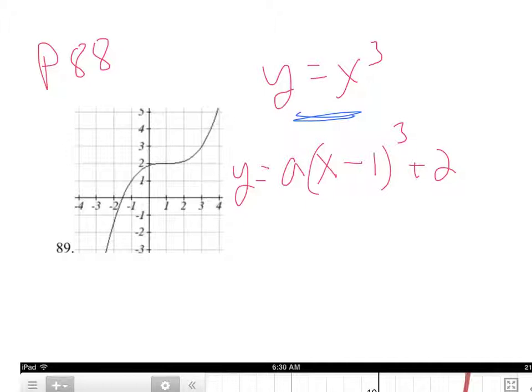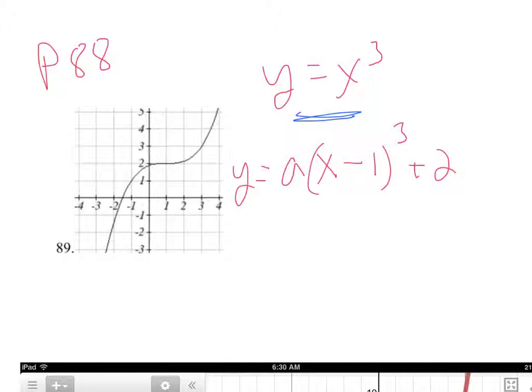Won't let me erase it, will it? All right, so I'm thinking what I've got is 1/8. I'll write it in a different ink. It's a little sloppy, but so 1/8 times x minus 1.